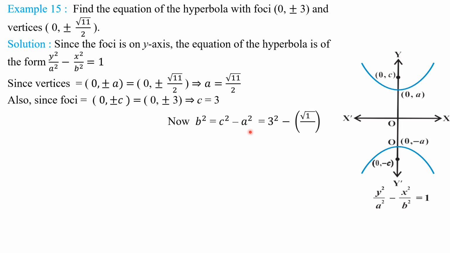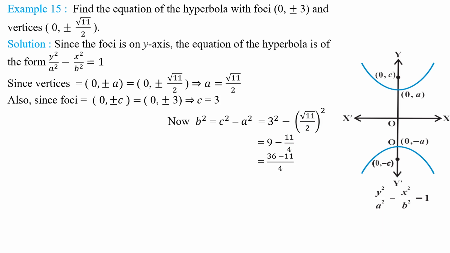So in this equation, let us substitute c and a value. Then what will you get? 3 square minus root 11 by 2 whole square. That is equal to 3 square minus 11 by 4. Understood these two terms, my children? 3 square value is 9, and root 11 by 2 whole square value is 11 by 4. Understood this step, my children?